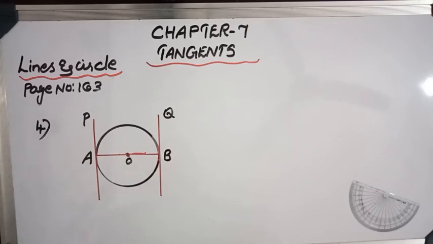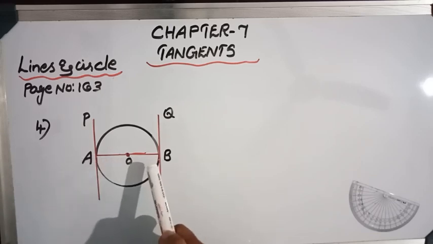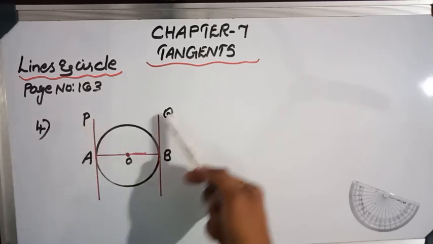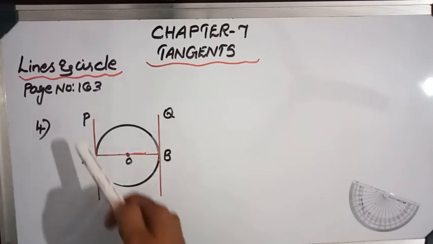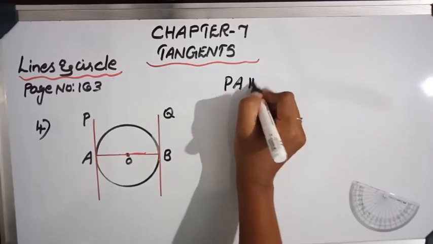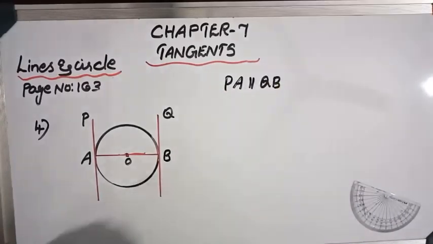Next one. Prove that the tangents drawn to a circle at the two ends of a diameter are parallel. This is a rough figure of this question. Question is, prove that the tangents drawn at both ends of the diameter are parallel. Here AB is the diameter. A is the endpoint, B is the second endpoint. From these two endpoints, we have one tangent PA and QB. We need to prove that PA and QB are parallel. PA parallel to QB. This is what we need to prove.